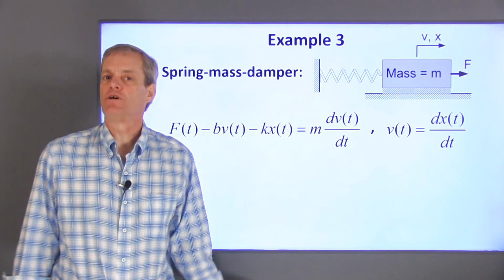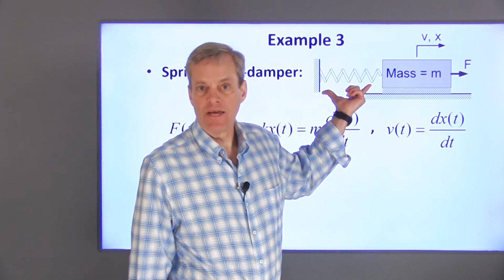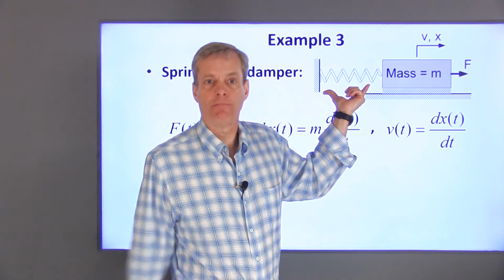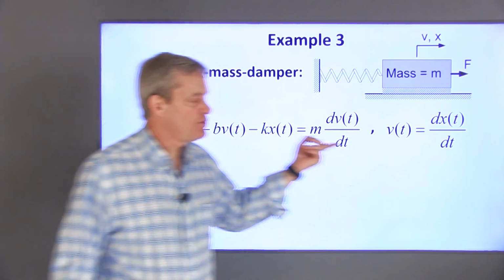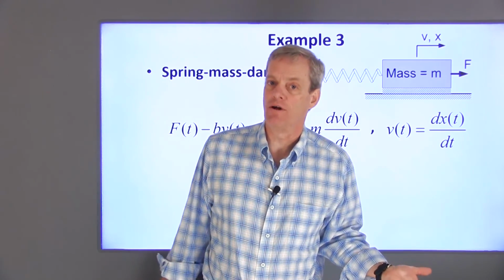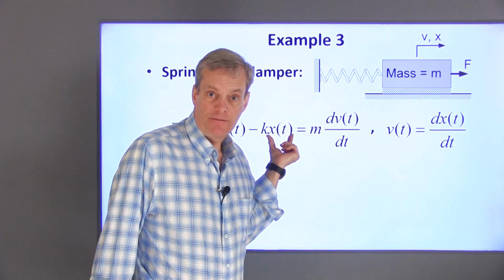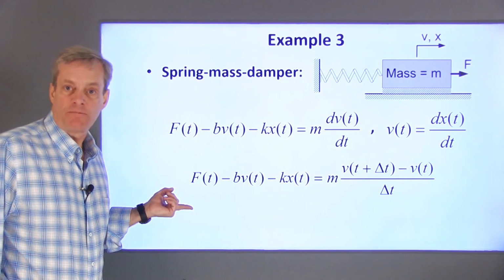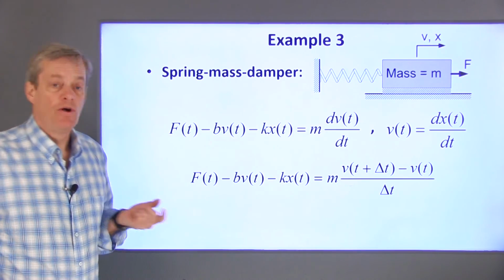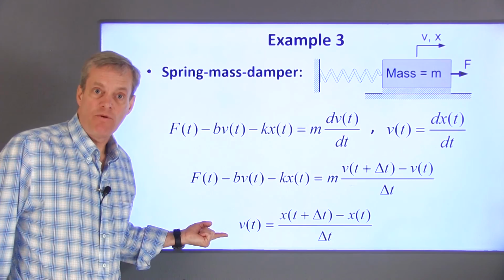Finally, let's take a look at the third example from the previous lecture, in which we added a spring to the system we used in the previous example. For this example, our model of the system consisted of two differential equations in two unknowns, the mass's velocity and the spring's displacement. We can replace the derivative in the first equation with its approximation to get this equation. Replacing the derivative in the second equation results in this equation.